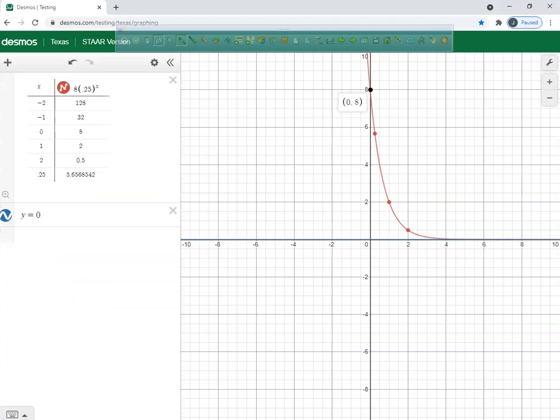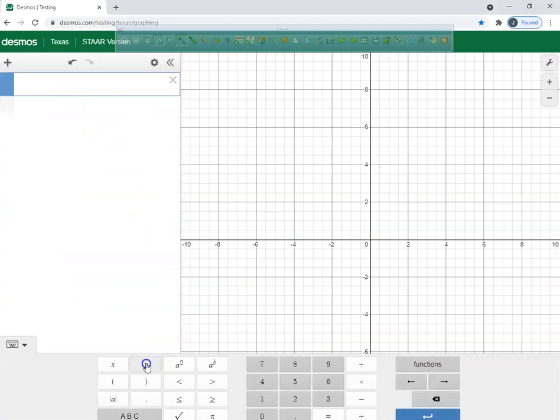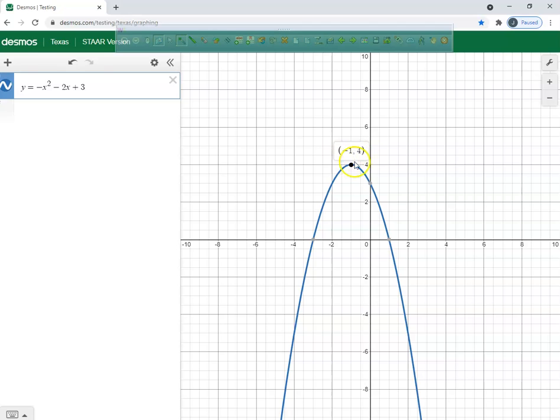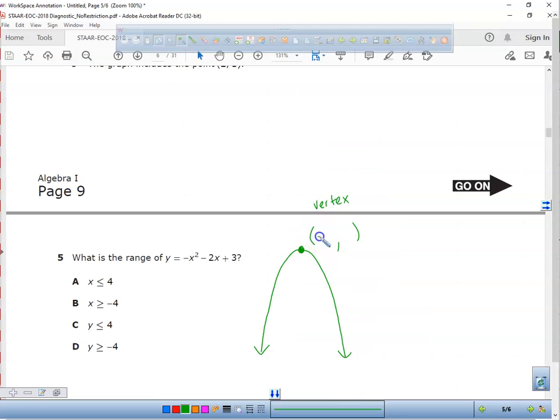All right, so right now I'm going to go over here to Desmos. I'm going to clear that out. I'm going to go ahead and type in y equals, I believe it was negative x squared minus 2x plus 3. Here we go. So this is what I'm expecting you to do. My vertex is at what? Negative 1 comma 4. So all I want you to do, put negative 1 comma 4.